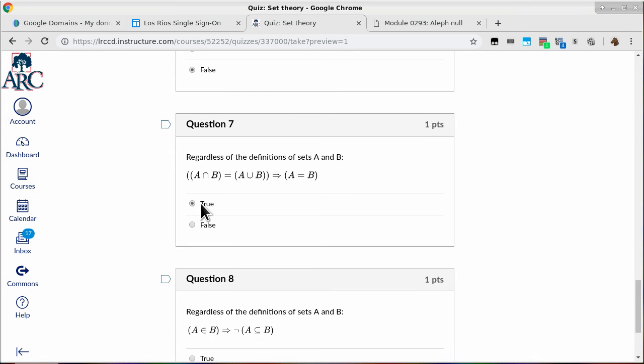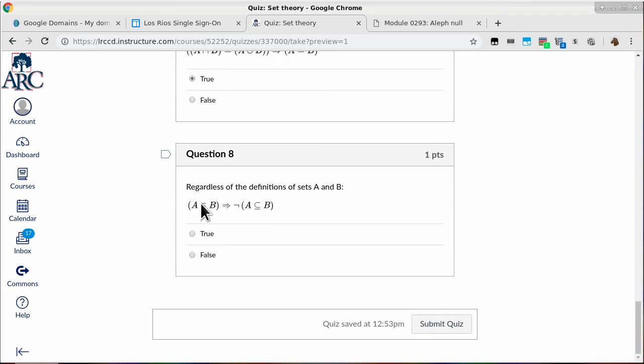All right. And then question number 8 is the best one. So this one, once again, is to say, okay, give me any A, give me any B. Is this implication always true? So we work it out the same way as before. Can we find a case such that A is an element of B and A is also a subset of B? Because if I can find something like that, then I can answer false for sure. Can we find something like that? Pretty easy, right?